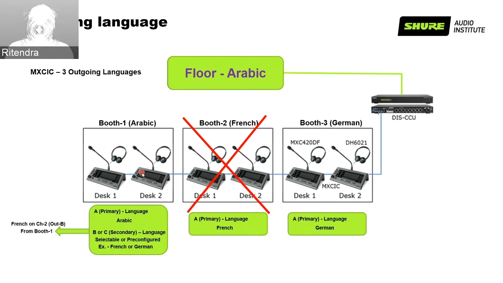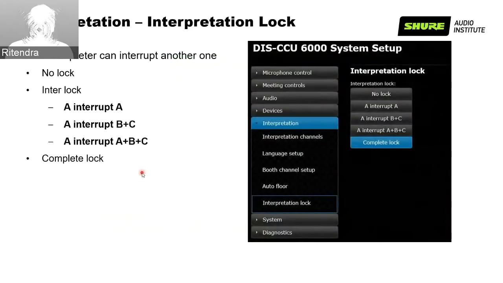So this is how outgoing language helps. Delegates sitting in the same room can have different languages by selecting the outgoing language B and C. So we offer 3 outgoing languages. Now in outgoing language, there is a term called interpretation lock. So there are multiple options: no lock, interpretation lock, where A interrupt A, A interrupt B plus C, A interrupt A plus B plus C, or complete lock.